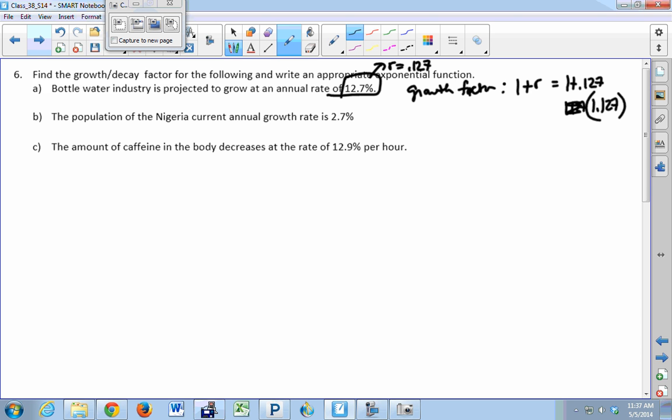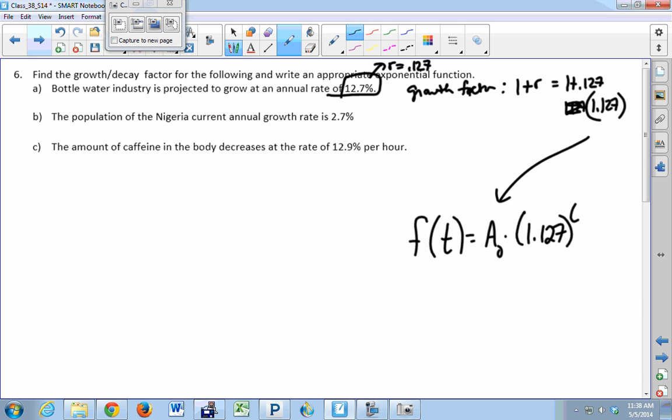So if you were putting this into an exponential equation, it would look something like this: some initial amount times 1.127 raised to the t. There's your base. That's your growth factor. If you wanted to go from your growth factor backwards, back to your rate, all you do is subtract 1 from this and you get 0.127, which is 12.7%.